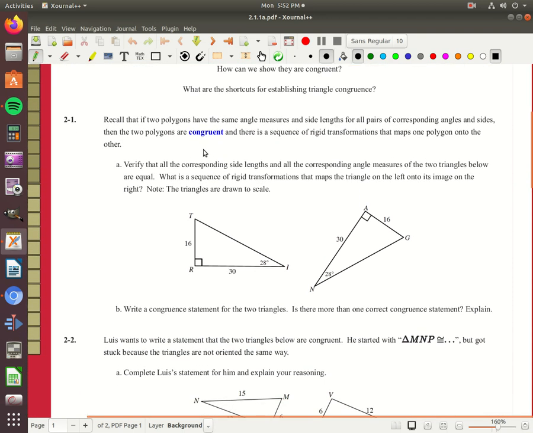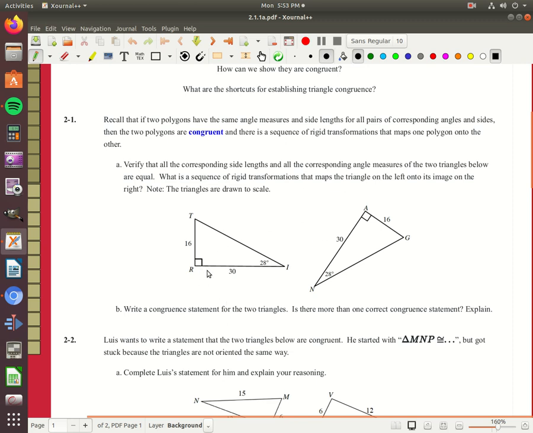So recall that if two polygons have the same angle measures and side lengths for all pairs of corresponding angles and sides, then the two polygons are congruent, and there's a sequence of rigid transformations that maps one polygon onto the other. Again, congruent means same shape and same size. And there were 5 methods of triangle congruence that we talked about in Integrated 1. So verify that all the corresponding side lengths and all the corresponding angle measures of the two triangles below are equal. What is a sequence of rigid transformations that maps the triangle on the left onto the triangle on the right?